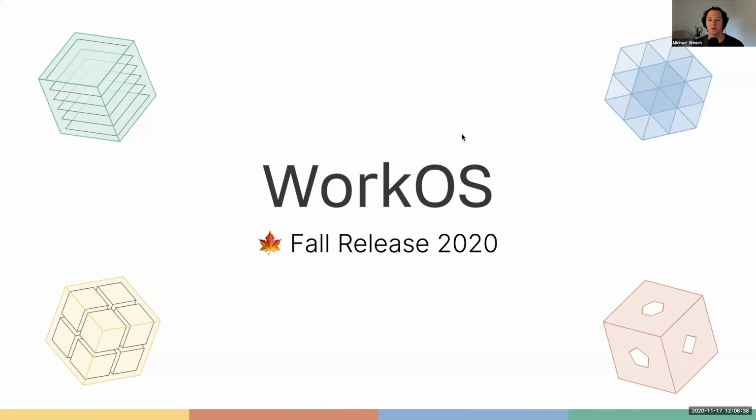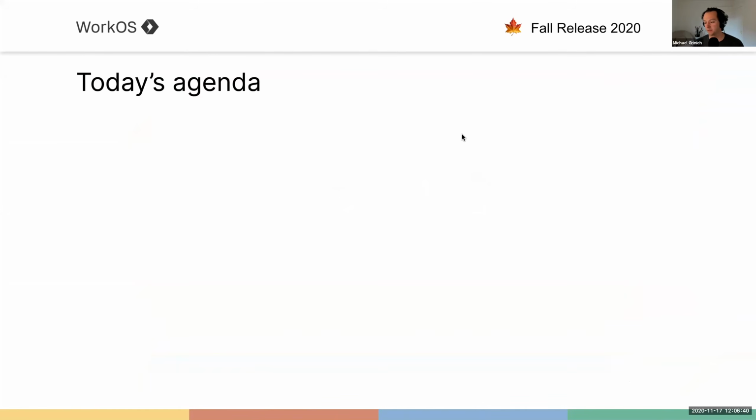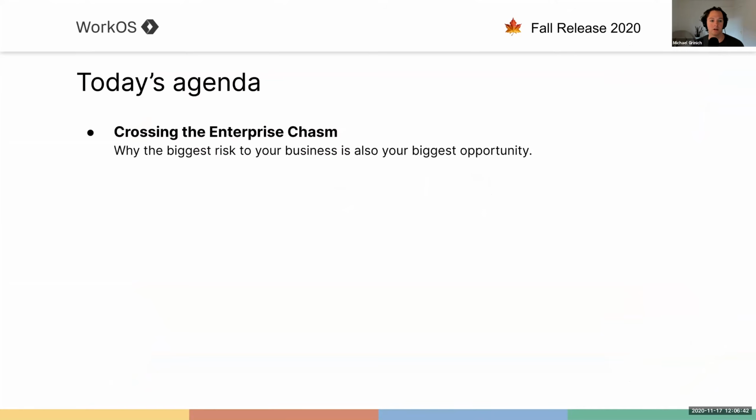All right. So here's our agenda for the day. To get started, we're going to talk about first crossing the enterprise chasm. This is something for those of you that attended the summer release. It'll be a little bit of review, but this is the context for WorkOS, why we're building this company, what the product is for, and really why we think that this enterprise chasm is both the biggest risk to many companies' business, but also your biggest opportunity. So excited to chat about that. We'll start there.